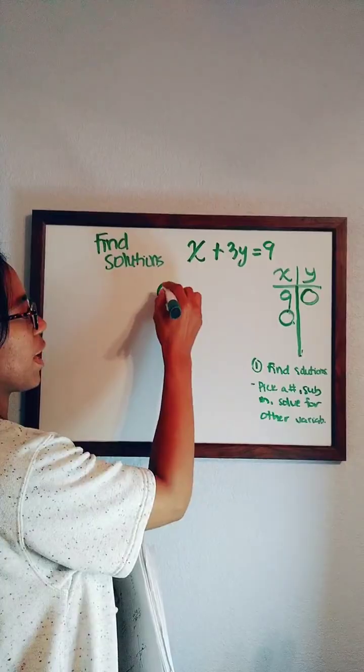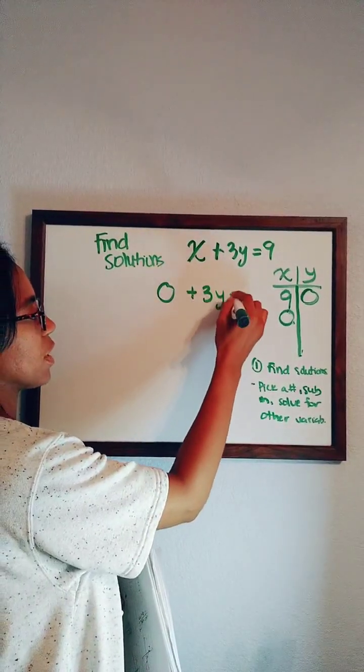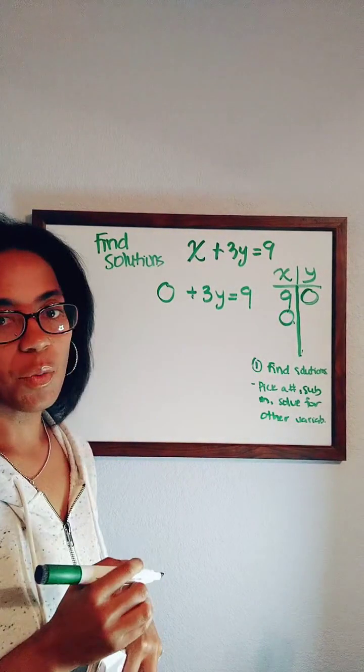So we're going to put a 0 for x plus 3y, and we're going to see what we get for that y.